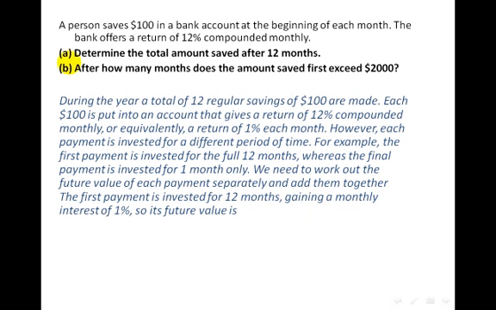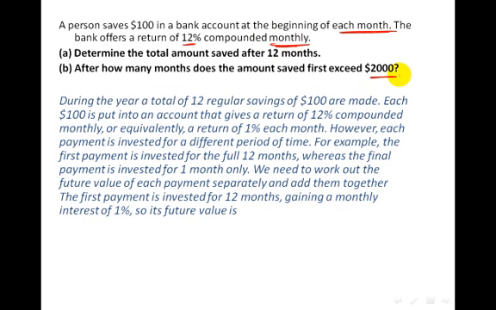A person saves $100 in a bank account at the beginning of each month. The bank offers a return of 12% interest compounded monthly. So first we want to determine the total amount saved after 12 months. Second one, after how many months does the amount saved exceed $2,000?